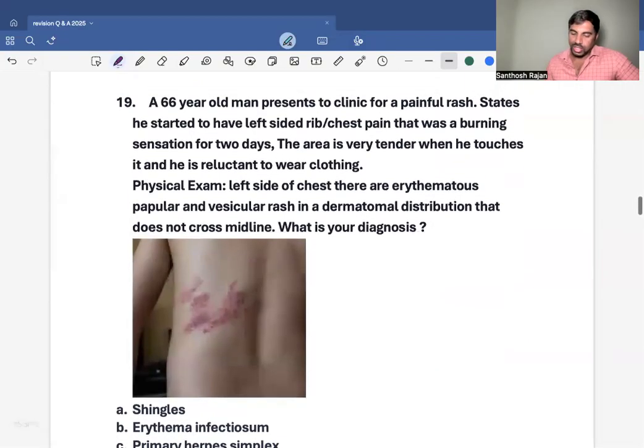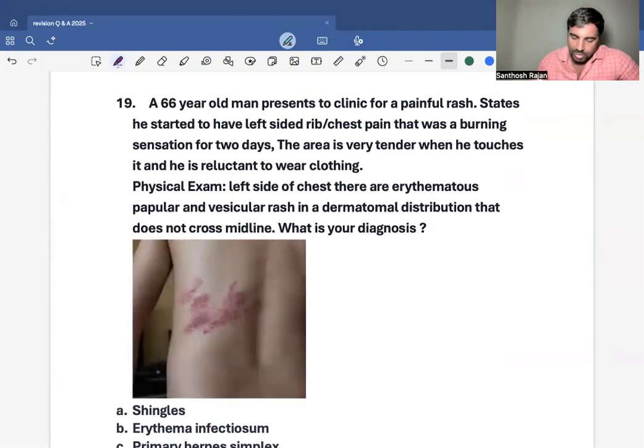This again can also come. They didn't ask, but it is an expected question. A 66-year-old man presents to the clinic with a painful rash. He states it started with left-sided rib chest pain. See here, left-sided he has this one. The burning sensation is there. The pain, burning sensation, this lesion is here. It's very tender when he touches. It's very difficult even to wear clothes. That's what the patient will say. He is reluctant to wear clothing, that much painful.